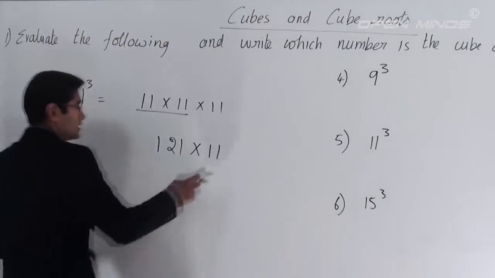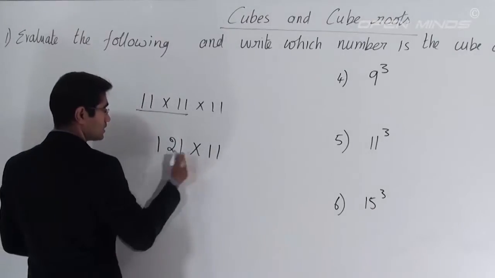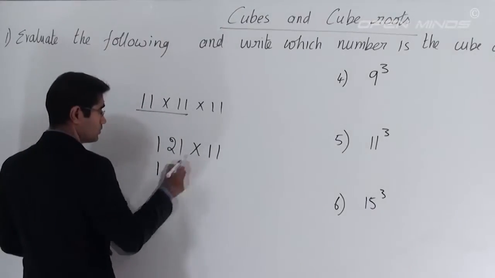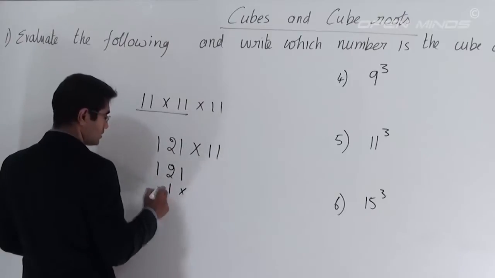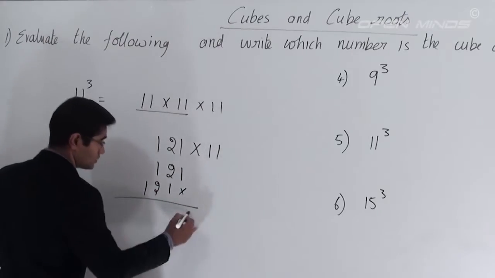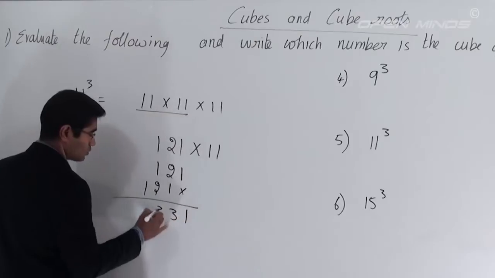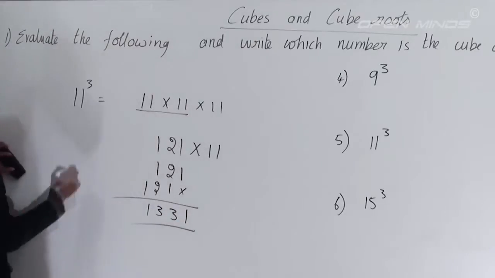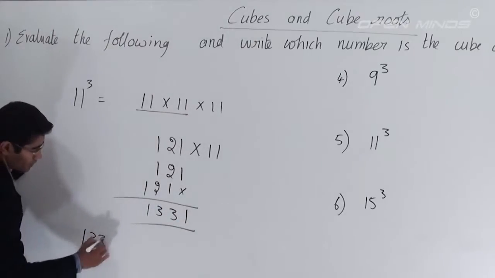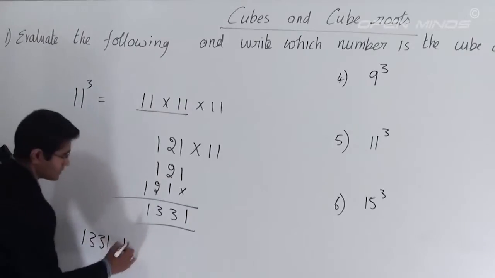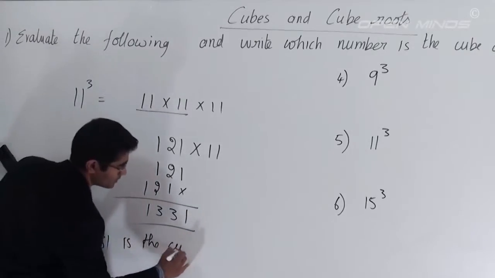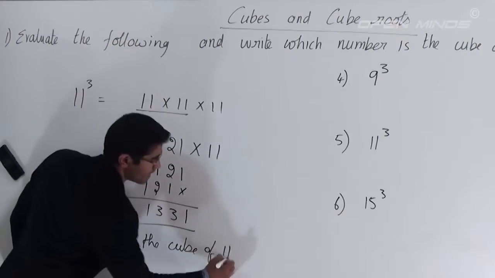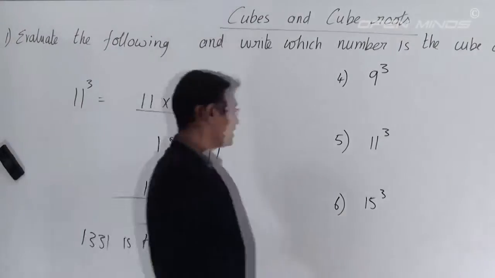Let's go ahead. 1 times 1 is 1, 1 times 2 is 2, again 1 times 1 is 1. Cool, we understand that. Again 1, 2 and 1. We know this, so that is 1, 3, 3 and 1. So what do you understand from this? 1331 is the cube of 11. That's how it is.